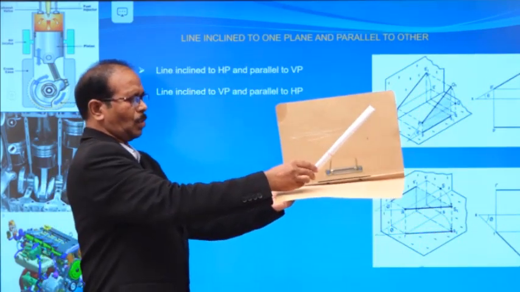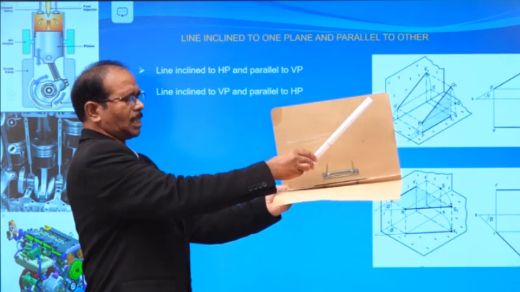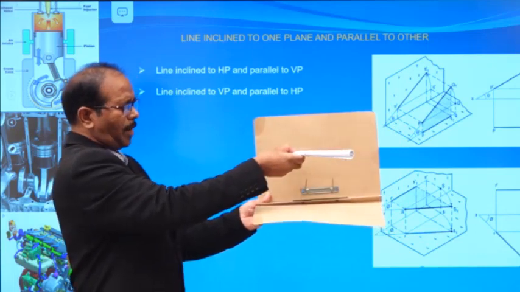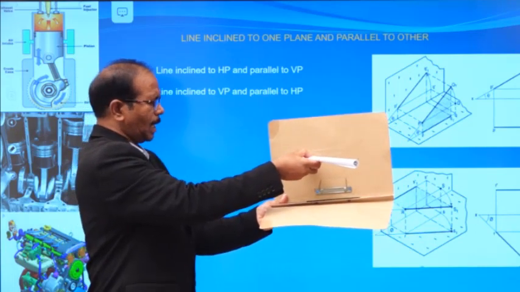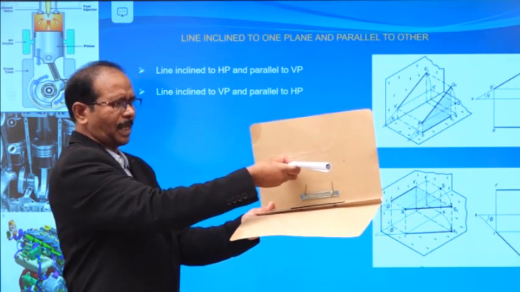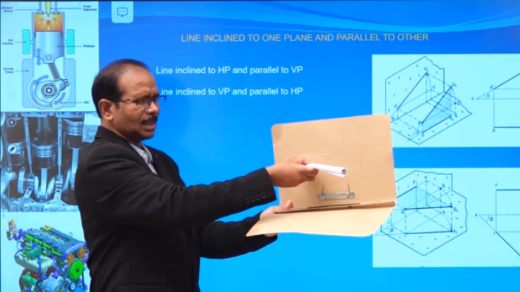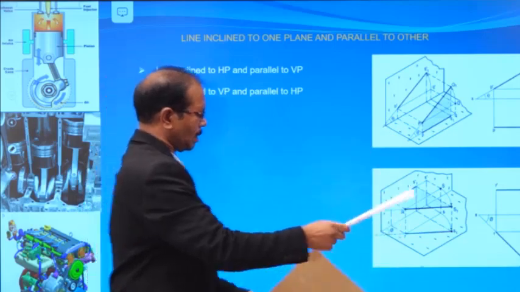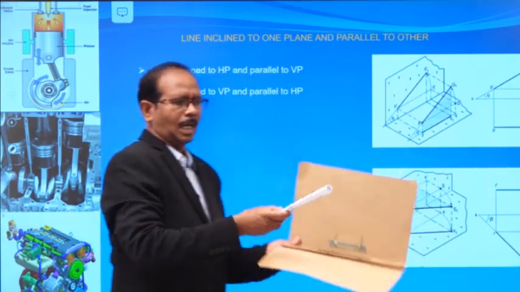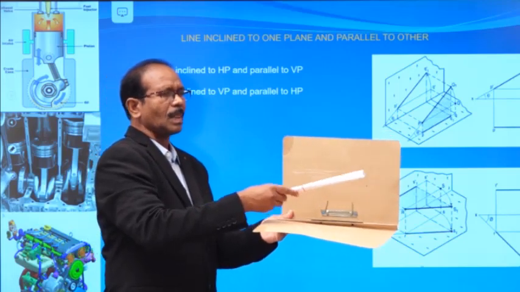Line inclined to the horizontal plane: draw the front view, draw the top view. Line inclined to VP, parallel to HP. In this case, the top view is the true length, and the front view is the reduced length.